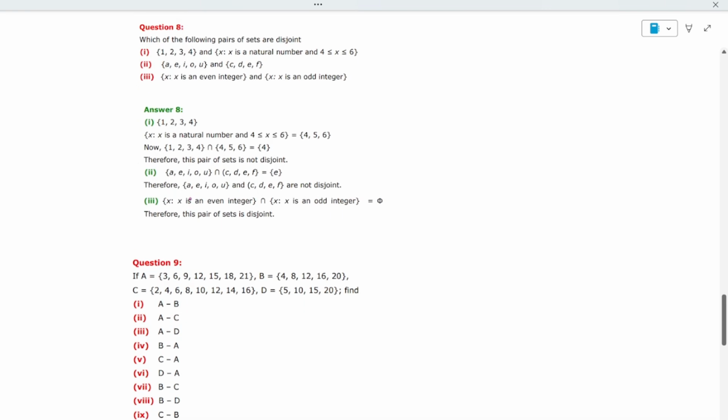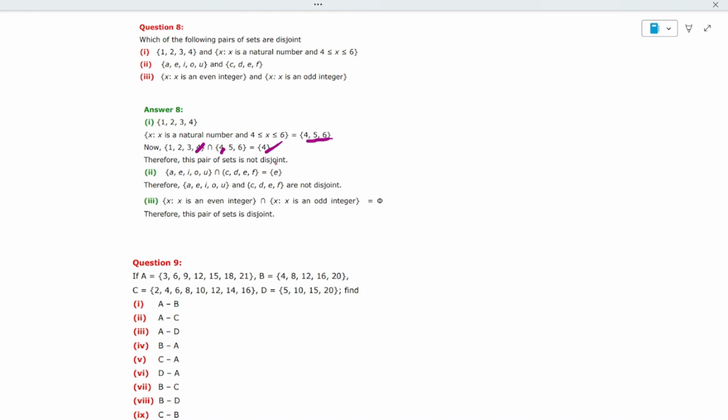Now let's see the eighth question, that is, we have to find whether they are disjoint or not. Now let's understand. They have given the set as 1, 2, 3, 4 and they have given the set builder form as x is a natural number and x is greater than or equal to 4 but less than or equal to 6. Here the subset will be 4, 5 and 6 by this condition. Now let's see 1, 2, 3, 4 intersection 4, 5, 6. Here which are common? Only 4 is common, as we can see. So that is there.